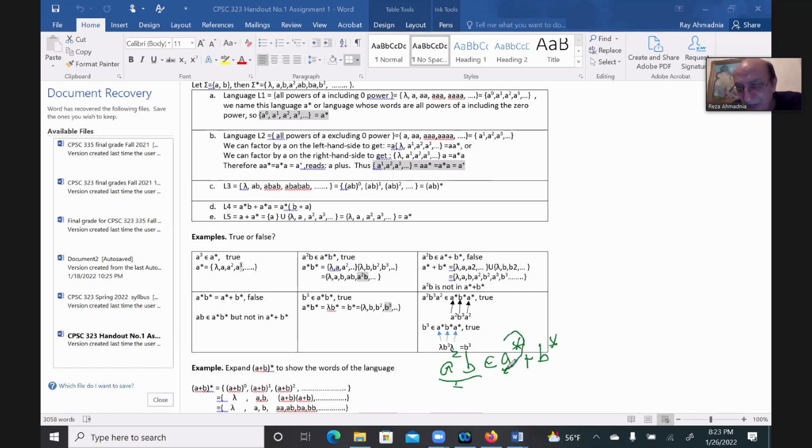Powers of A union with powers of B. So what do I have in my collection? Lambda, 1 A or 1 B, and then 2 A's or 2 B's, 3 A's or 3 B's, and so on. Is this one here? No. Therefore, this is not true.